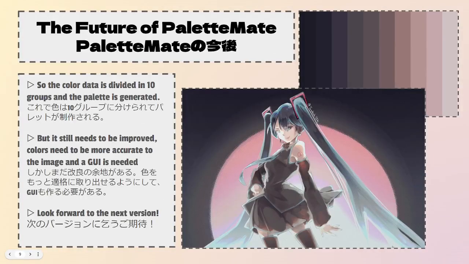Well, PaletteMate does its job for now, but there's still room for improvement. One thing that especially needs improvement is, as I said before, the accuracy of the colors. So, for example, in this example, it didn't get the vivid pink in the background right, but the vibe of the image is mostly correct, though it's not 100% accurate. So I need to work on it to make a better algorithm.